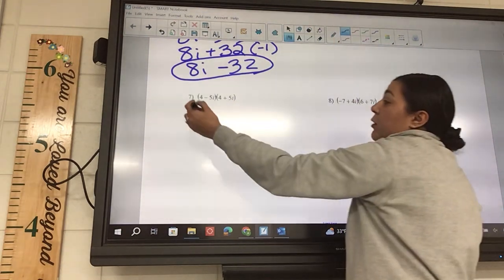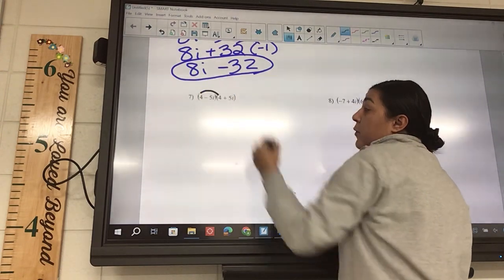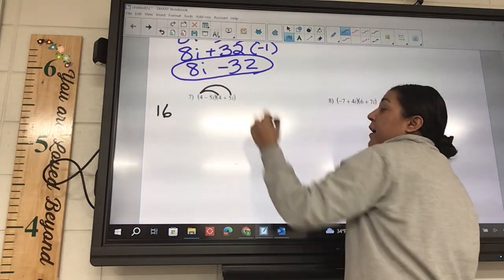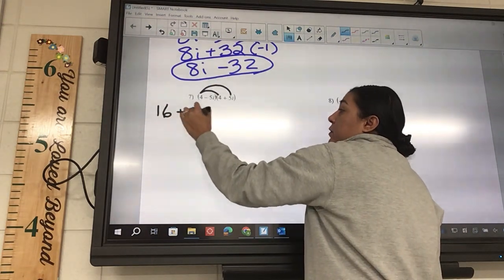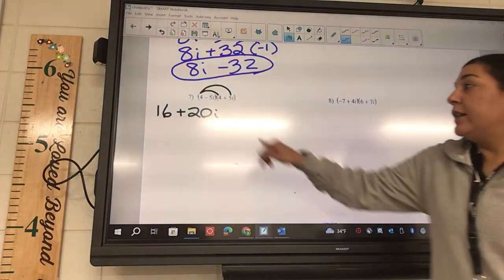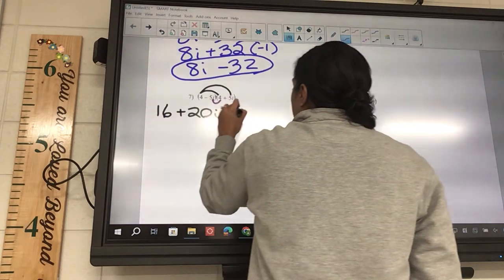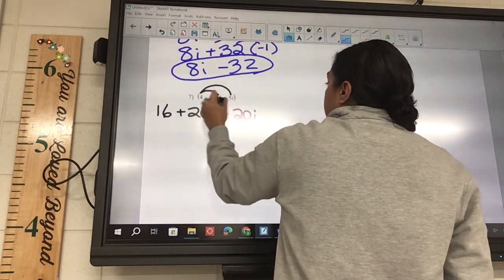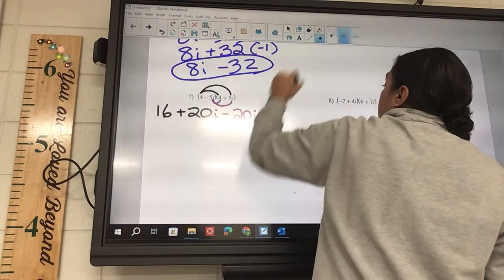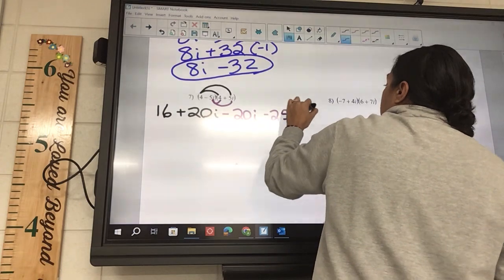Okay, this one is called foiling, so you say 4 times 4 is 16. 4 times 5 is 20i. Now we take this one and do it by each of those. So negative 5 times 4 is negative 20i. Negative 5 times 5 is negative 25 i squared.